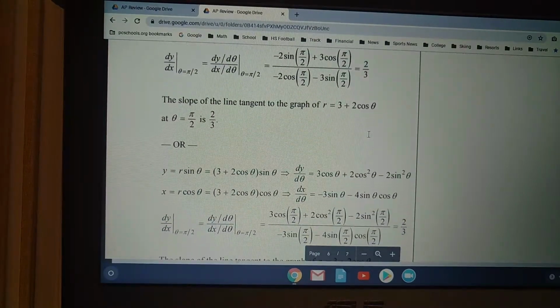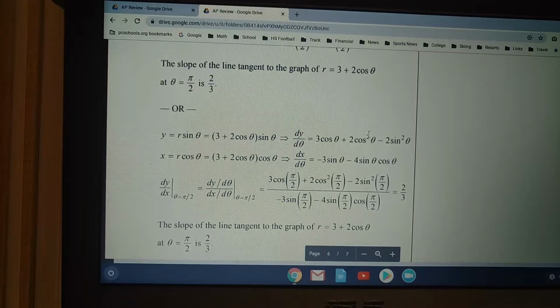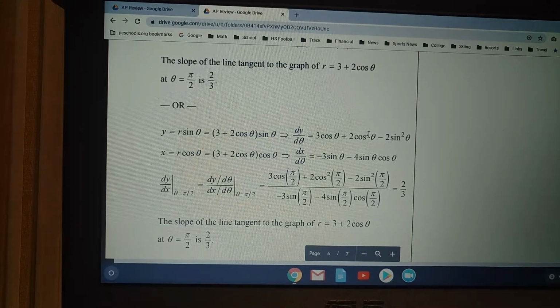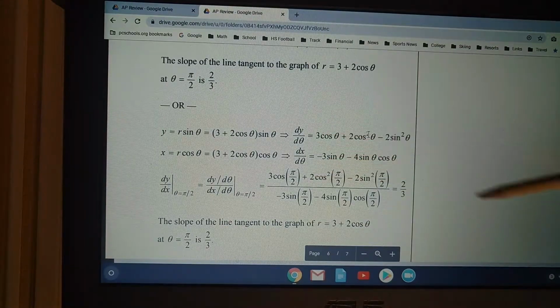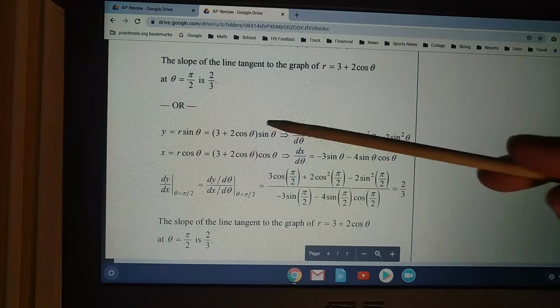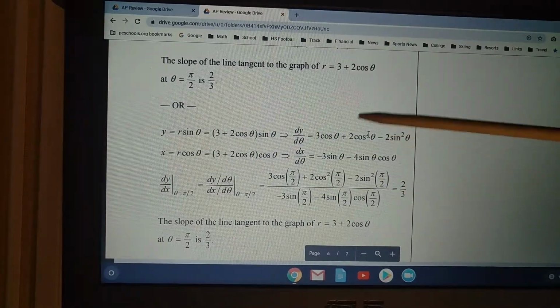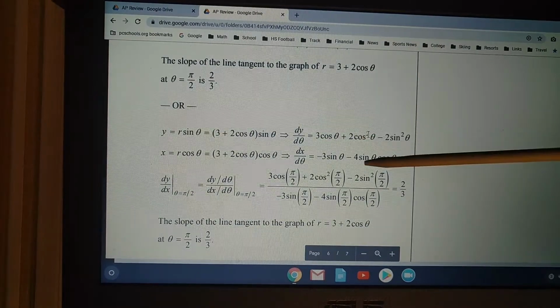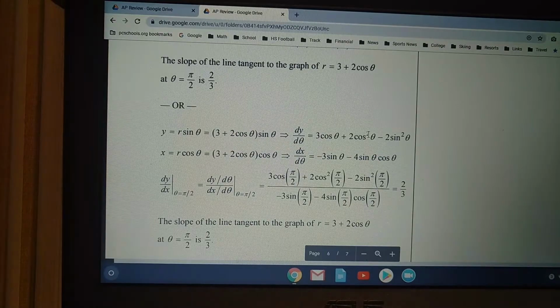An alternative way to do this is written out here, but you still have to get the 2/3. This is converting it to y and x first, and then just taking the derivative with respect to theta. That also works. But once again, you have to have the correct derivative of y and the correct derivative of x. You must have changed it correctly and gone on and done it that way.